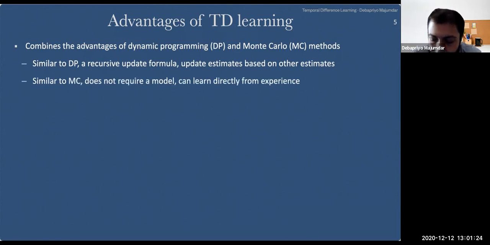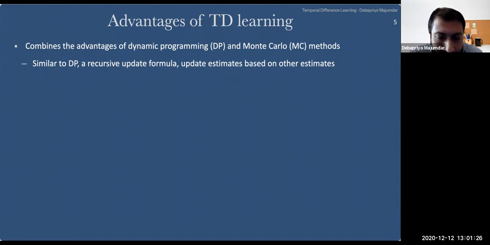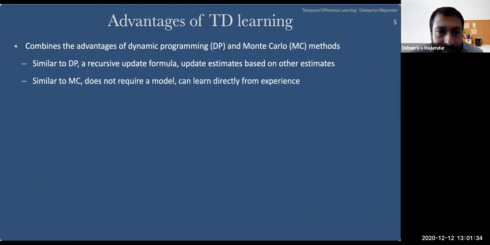So that's the advantage, and that's the good part about dynamic programming. But how is it better than dynamic programming? Well, it doesn't need a model. It can learn directly from the experience, which is very, very important actually. So that part is similar to Monte Carlo. So we are actually combining the two good things of these two approaches.